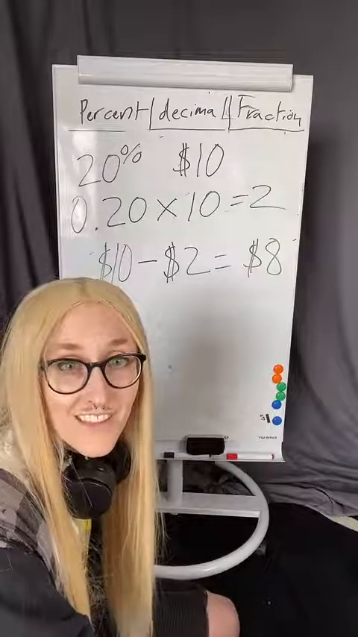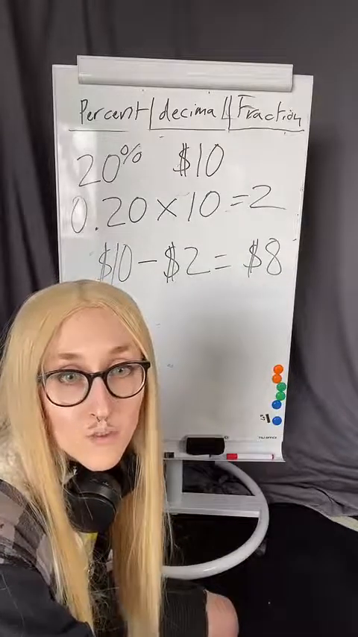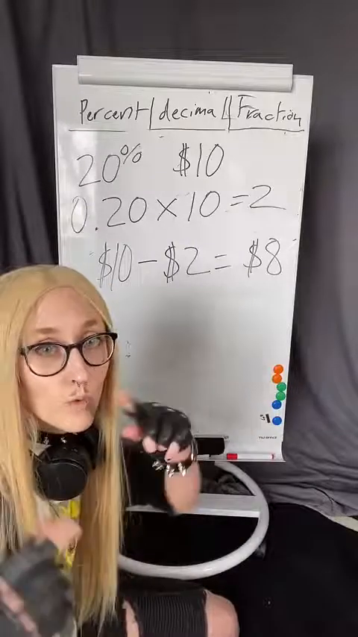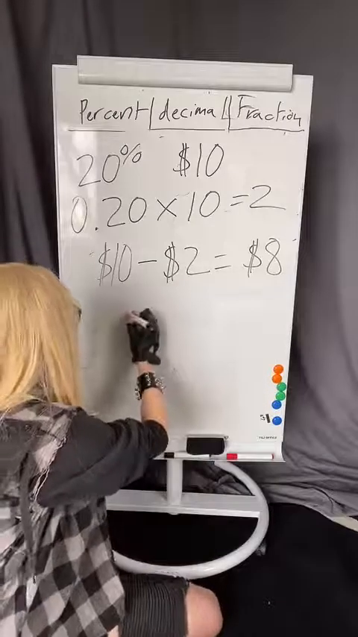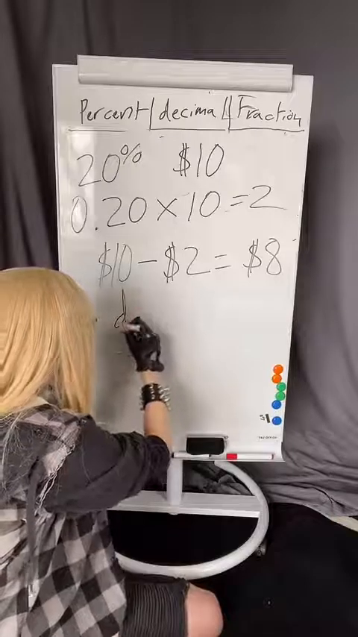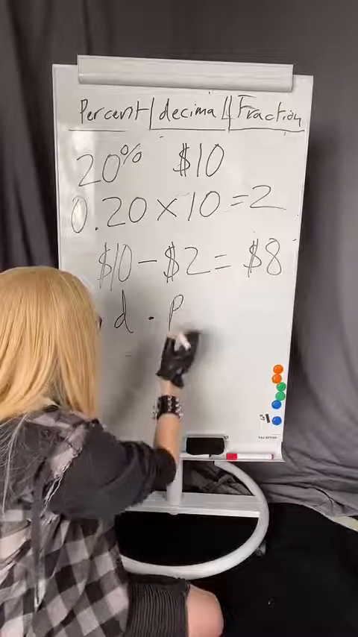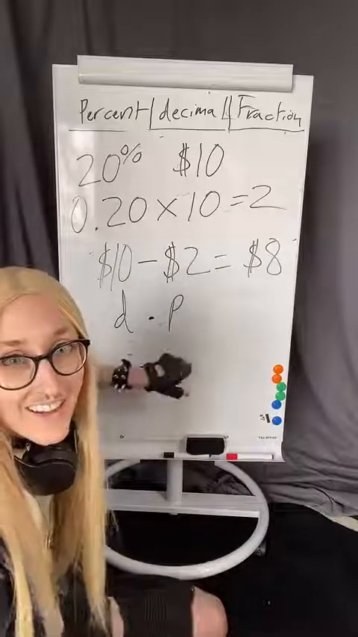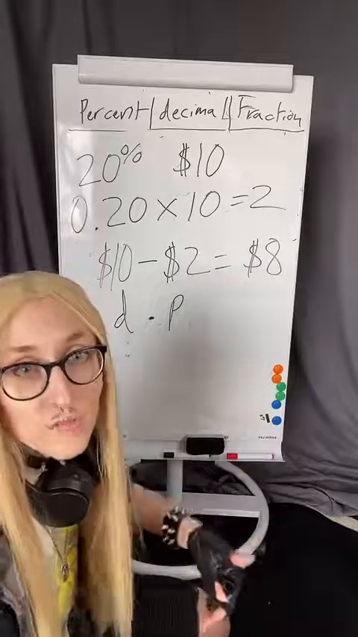Yeah, that's another way you can think about it. So percent times R is what you're saying? Yeah, if you wanted to make this an equation to remind yourself, if your brain works in remembering equations, you could write it as D for decimal, or D for discount, times your price, is going to give you that. And then you just subtract it.